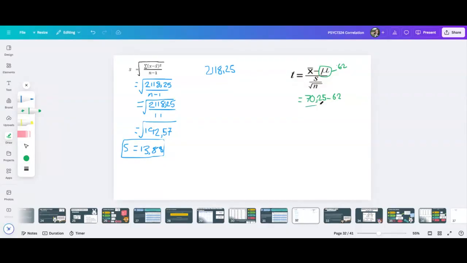Okay, 62. Alrighty, over, and now S we've just worked out was 13.88 over the square root of n, which was 12. So I don't know about you guys, but I always used to break out in hives when there was more than one fraction going on in maths. But yeah, let's just go step by step here. So what is 70.25 minus 62?